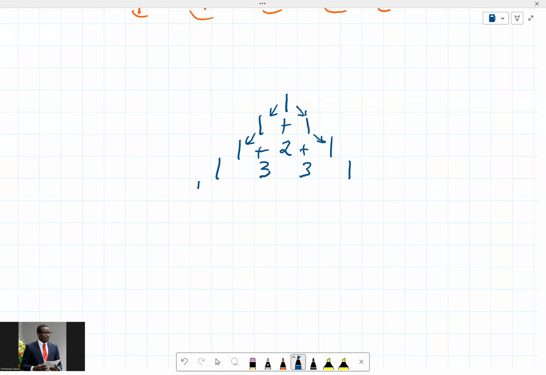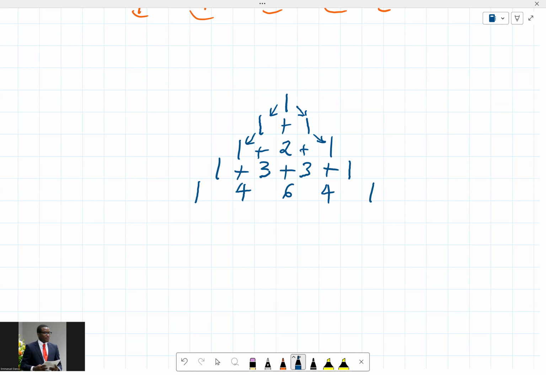Next, what do you do? This one, drop it. 1 plus 3 is 4. 3 plus 3 is 6. 3 plus 1 is 4. And then drop 1. Basically, that is row 4 now, when you have something raised to power 4. I'll keep doing it until I don't have any space.